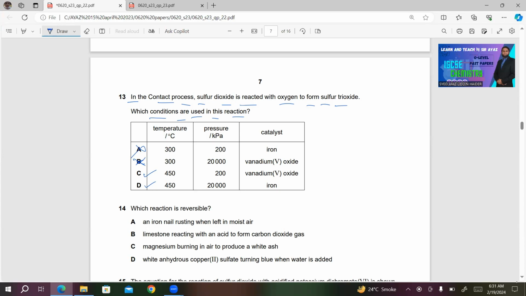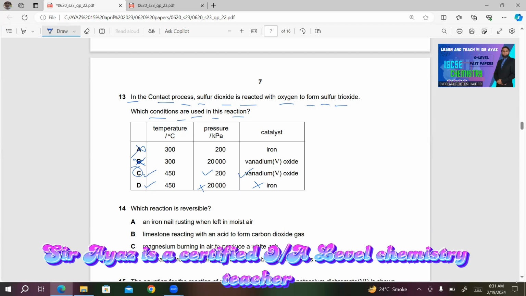So in choice C, the pressure is 200 kPa, which is correct. And the catalyst vanadium(V) oxide is also correct. This looks correct to me. For your convenience, I am reading the last one. We don't have 20,000 kPa. It does not require very high pressure, so this is incorrect. And also the catalyst is not iron, so this is also incorrect. So obviously choice C will be the right answer in this case.